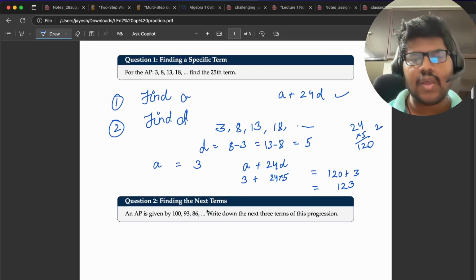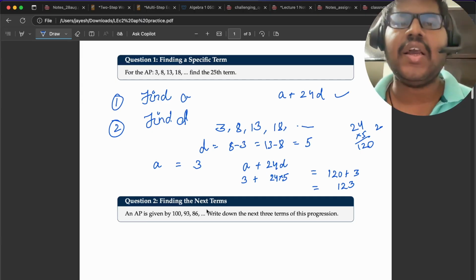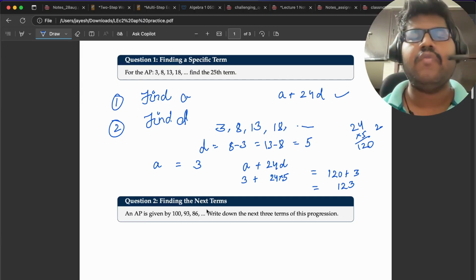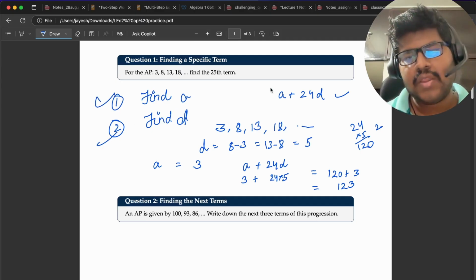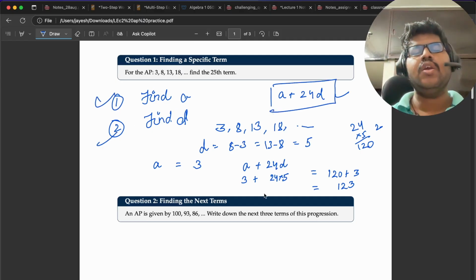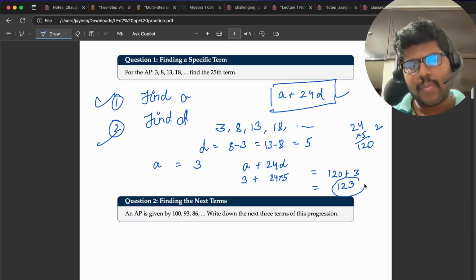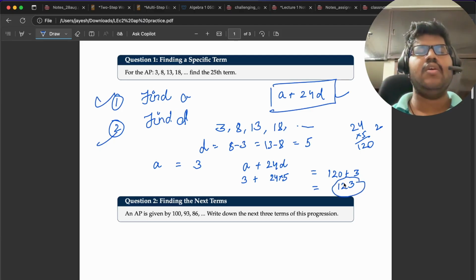So the 25th term would be 123 for the AP. That is how we have done the first question. Is the idea clear? Basically, we found the value of A and the value of D, and put them in the expression A plus 24D to find the 25th term as 123, right?